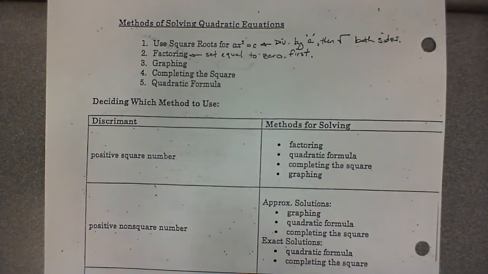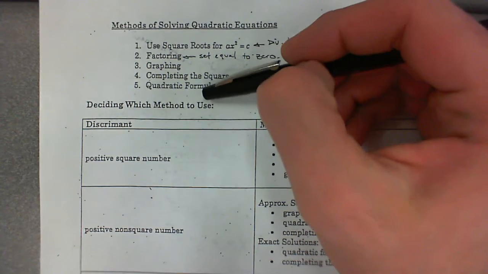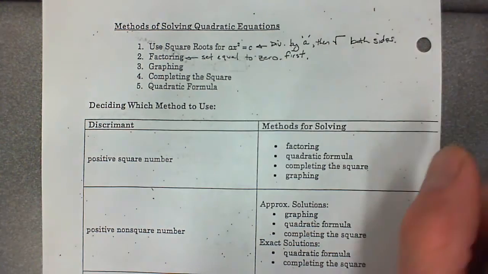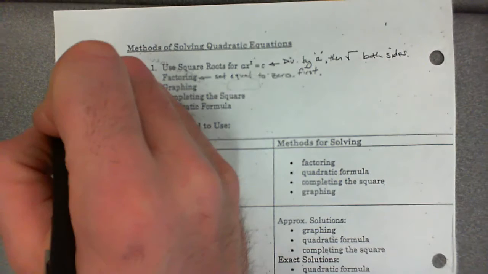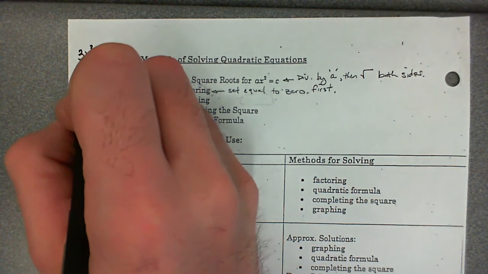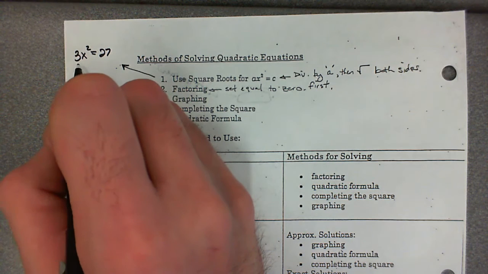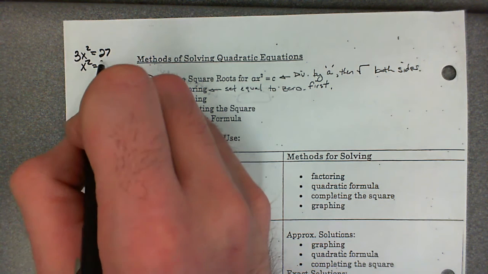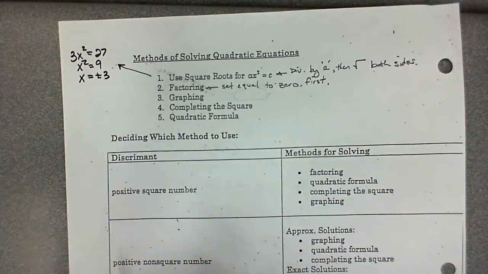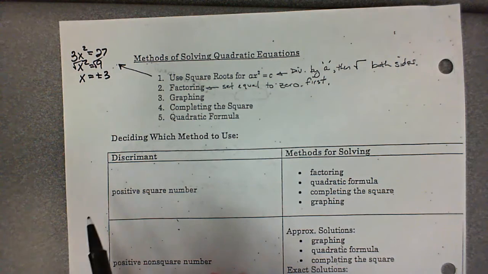Okay, in this video, we're going to look at the different types of methods that we've covered thus far to solve quadratic equations. The first would be just taking the square root. So if you had a problem such as 3x squared equals 27, you could solve this by taking the square root. So x squared equals, divided by 3, you would get 9. So x would equal plus or minus 3 when you take the square root of both sides. So that would be the square root method.